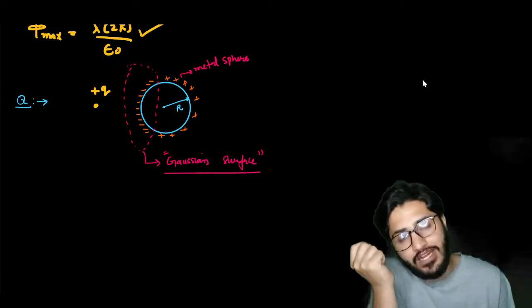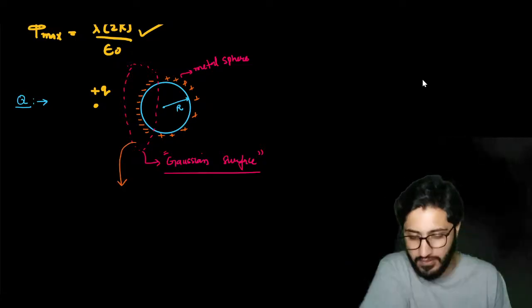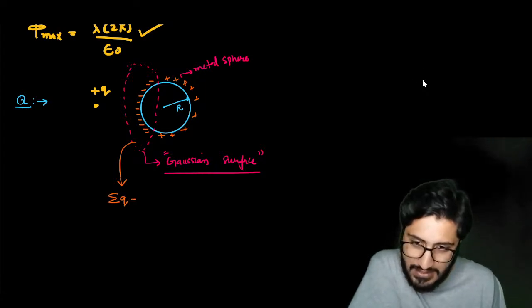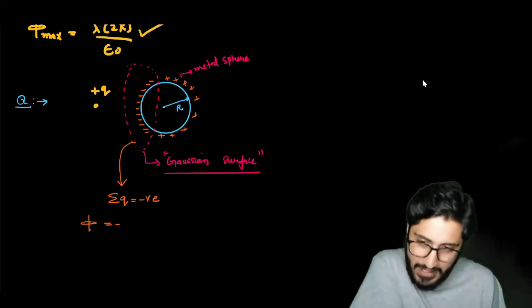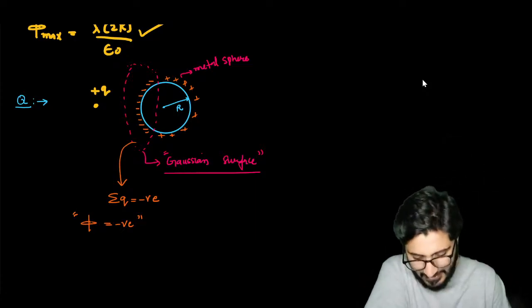If I have a negative charge inside now, I guess my flux will be negative, right? So I can write my charge that is inside will be negative. So my flux will be negative. Easy or tough? Easy or very easy?